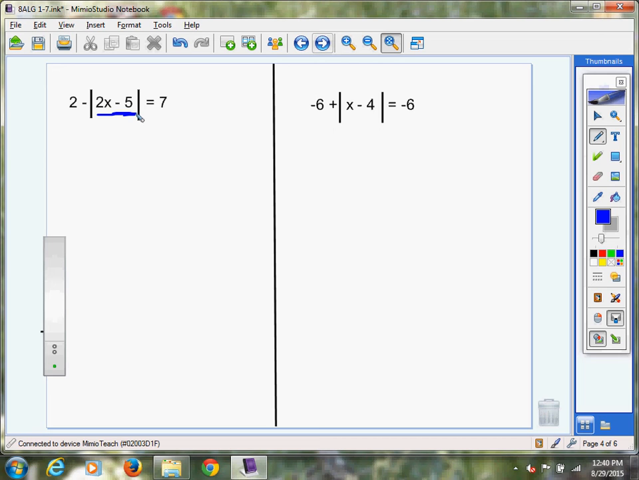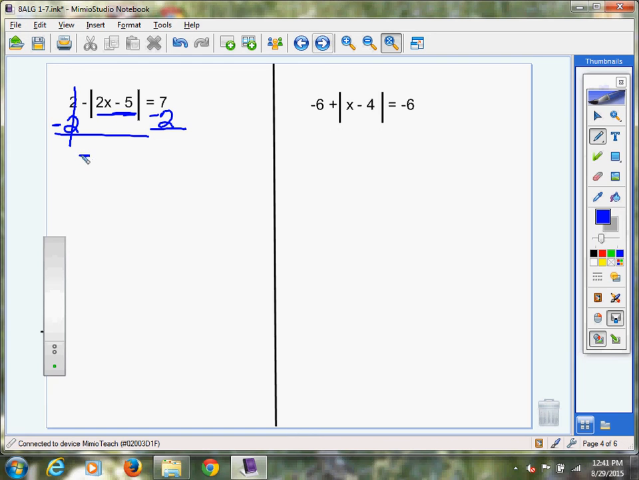If I want to take 2 from the left side and move it to the right side, what is the best operation to do here? If you are saying to me, and I can't hear you, to take away 2 from each side, you are absolutely correct. Because 2 minus 2 is 0. So good job. So we're going to drop down everything else we see.